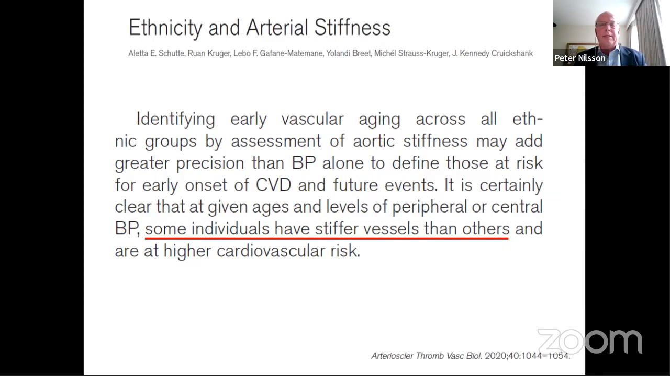So we need more studies from all over the globe, from different populations, different ethnicities, because most of the studies so far are very restricted, limited according to ethnicity. So there is a need for more studies in many, many countries to evaluate the process of early vascular aging.